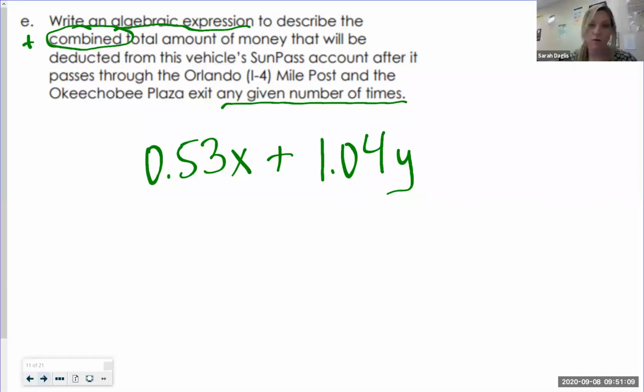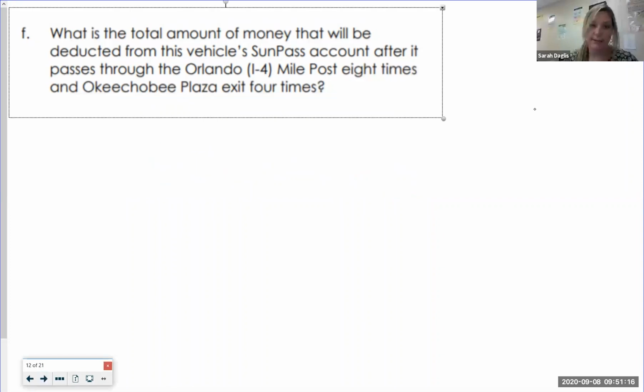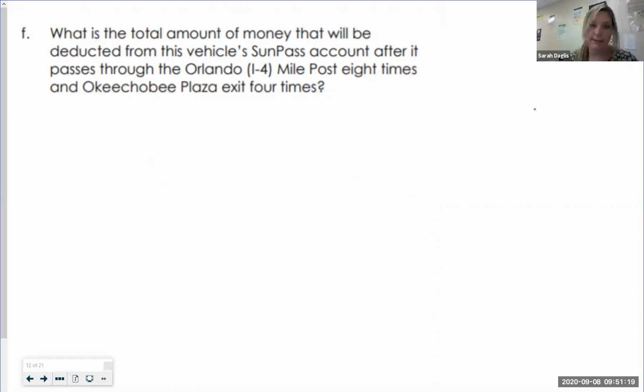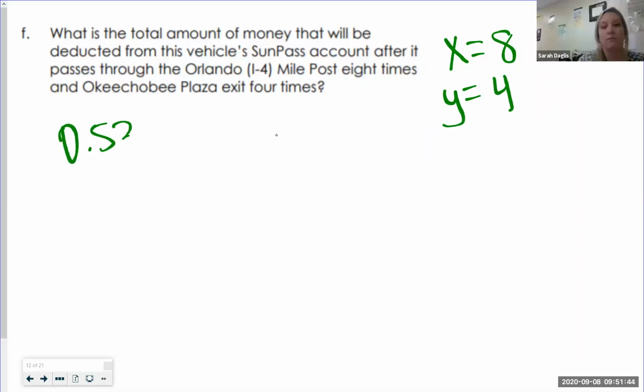Okay. Part F, we're going to actually use this expression. What's the total amount of money that will be deducted from the SunPass account after it goes through the Orlando exit 8 times and the Okeechobee Plaza 4 times? Okay, so my variables now have numbers. So the Orlando one, we're going through 8 times, and the Okeechobee exit, we're going through 4 times. So we're going to use the expression that we created in Part E.